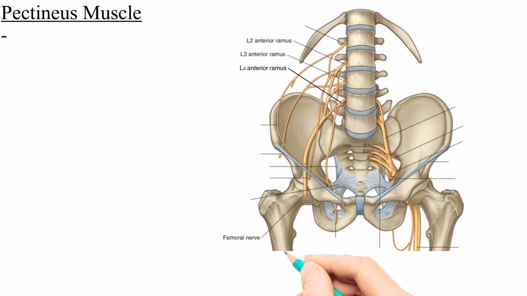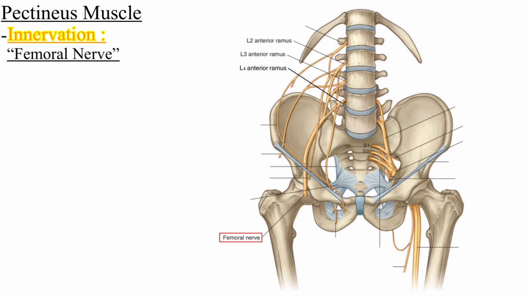Pectineus muscle is innervated by the femoral nerve. Femoral nerve has three nerve roots: L2, L3 and L4. And the main contribution to the pectineus muscle is from L2 and a minor contribution from L3.